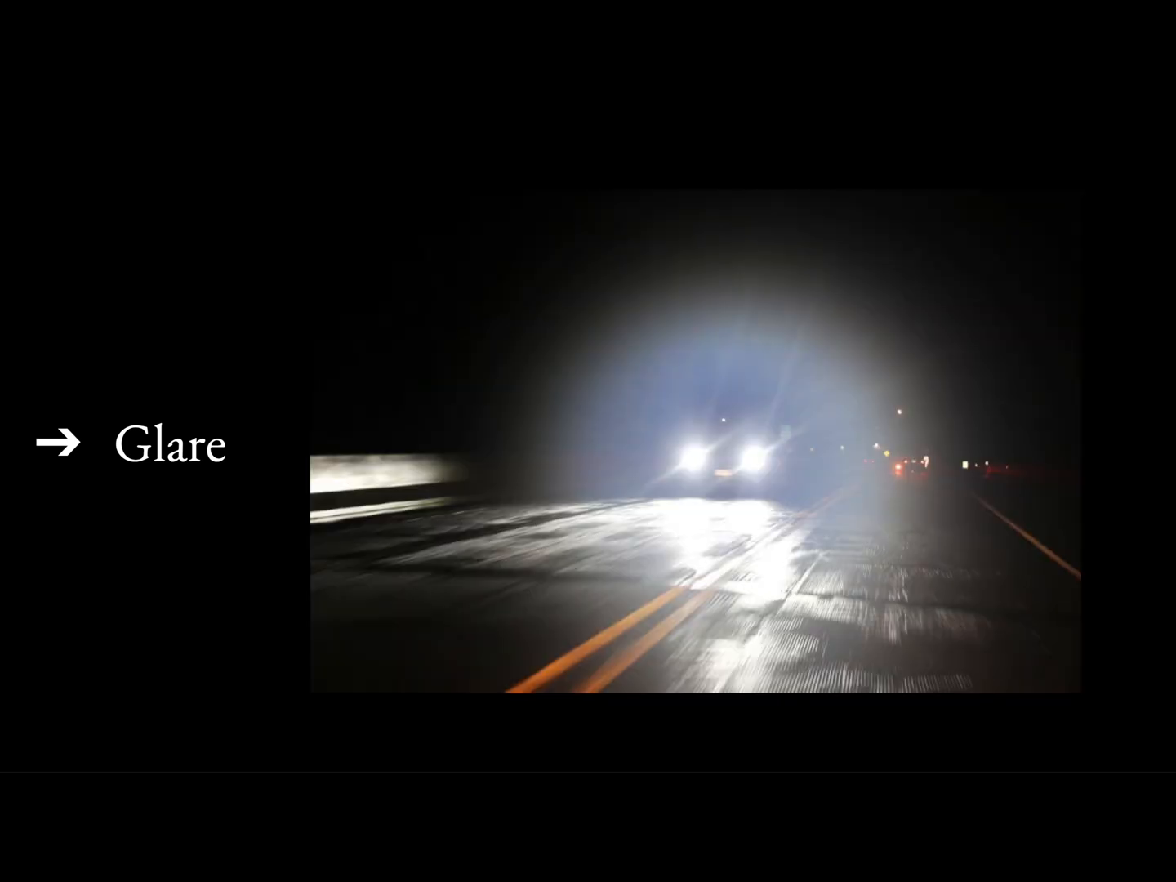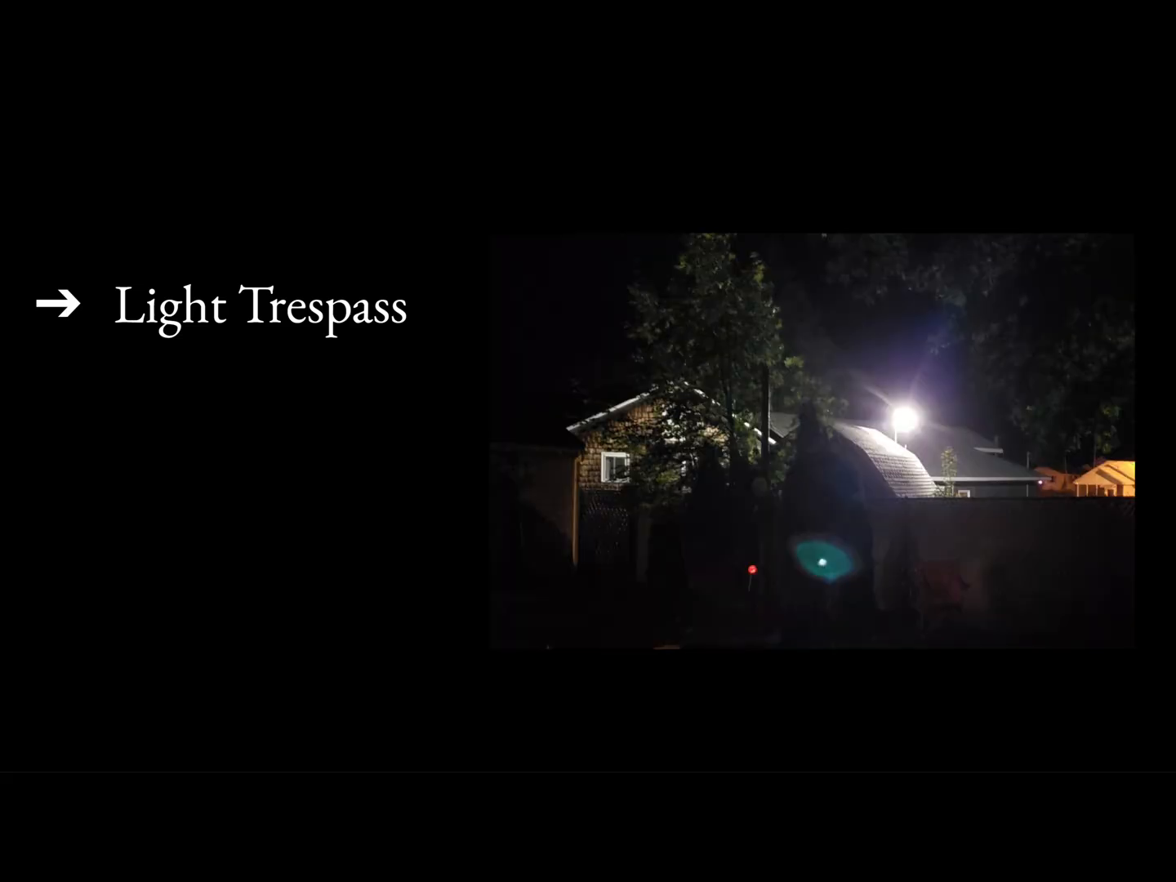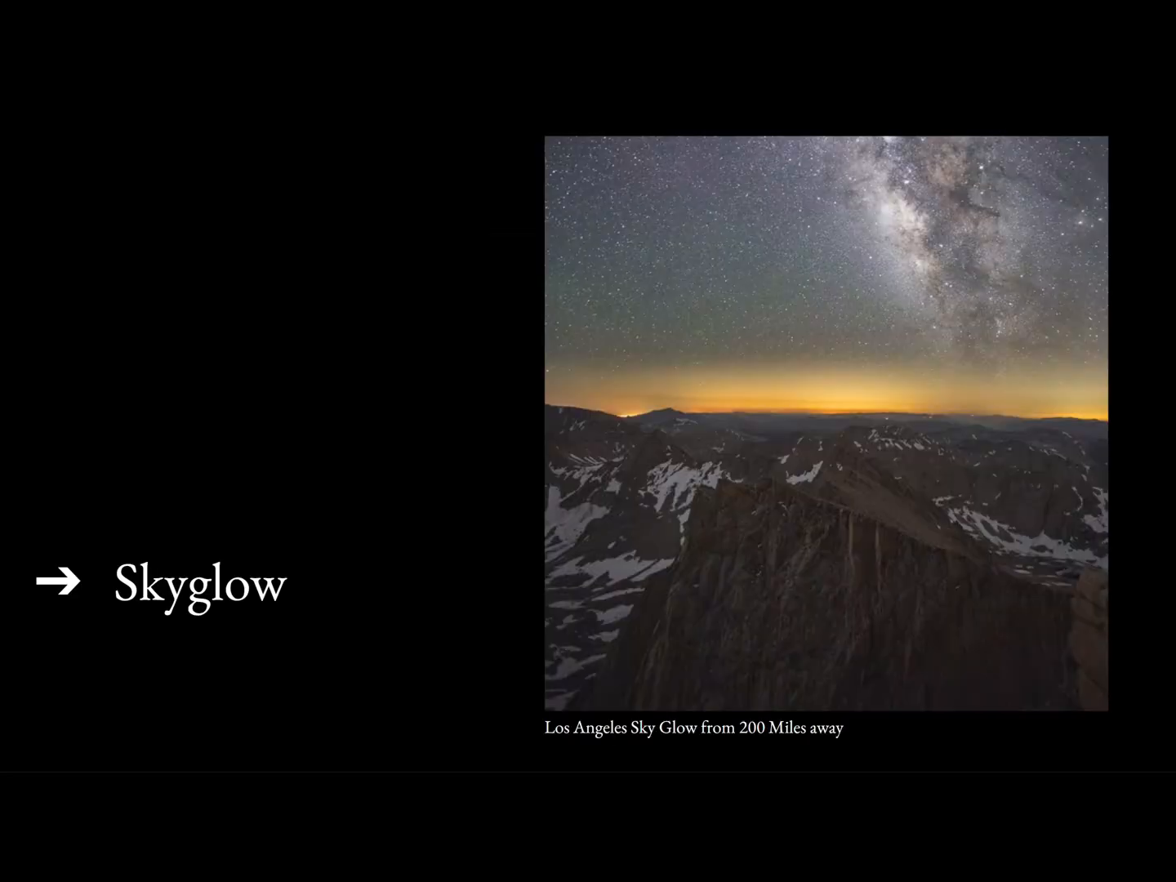Glare is a form of light pollution most people are familiar with. This is when that annoying car is driving down the road with their brights on and blinds you. Light trespass is also pretty familiar. It's simply unwanted light on one's property. For example, a neighbor's floodlight shining into your yard. Sky glow, the last type, is the most dramatic. This is the haze that we see over a city where the entire sky appears to be lit up.